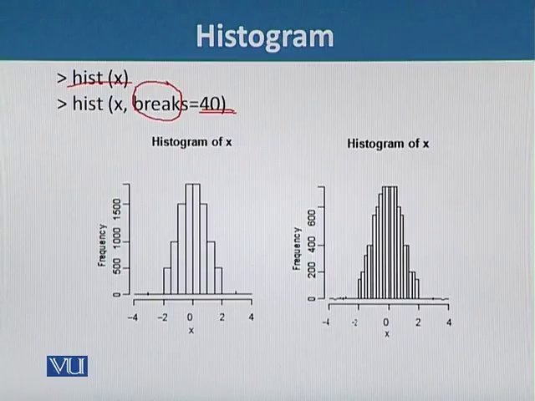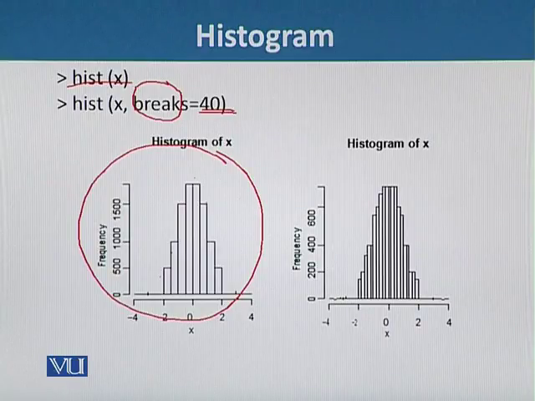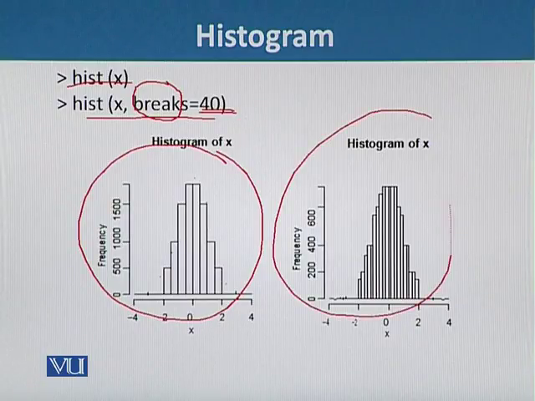So for the first command, this type of histogram will be generated with 10 bars. And for the second command, this type of histogram will be generated with 40 bars. So it means 40 values will be added in this histogram.